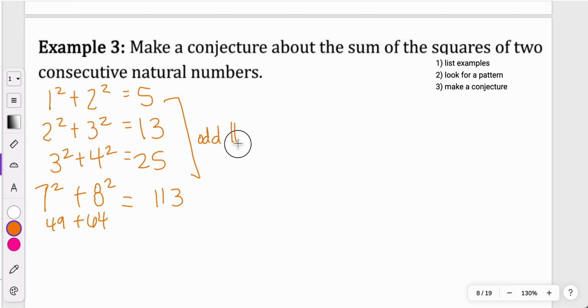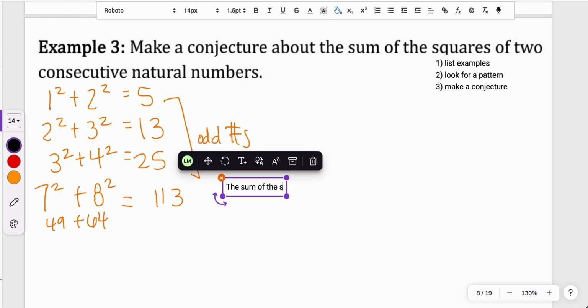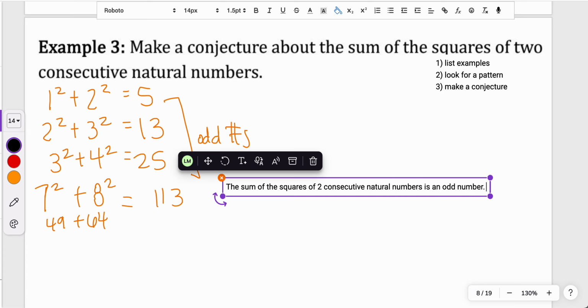When we are doing this, these are all odd numbers. So maybe a conjecture I can make here is the sum of the squares, and I'm just repeating what it says in my example, of 2 consecutive natural numbers is an odd number. That's a true statement. That's all you're really allowed to do.